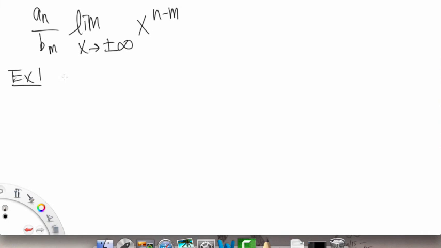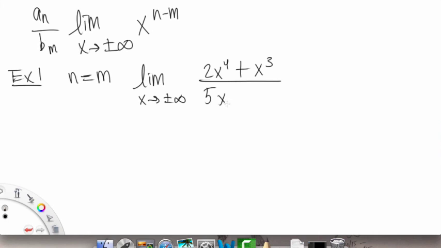Example 1: let's say we have the n equals m case. What does that mean? Let's say we have the limit as x goes to plus or minus infinity of 2x to the fourth plus x to the third, over 5x to the fourth minus x squared minus 1. According to our formula, in the long run, as we observe the limit at infinity, the leading terms on the top and bottom are 2x to the fourth and 5x to the fourth respectively.